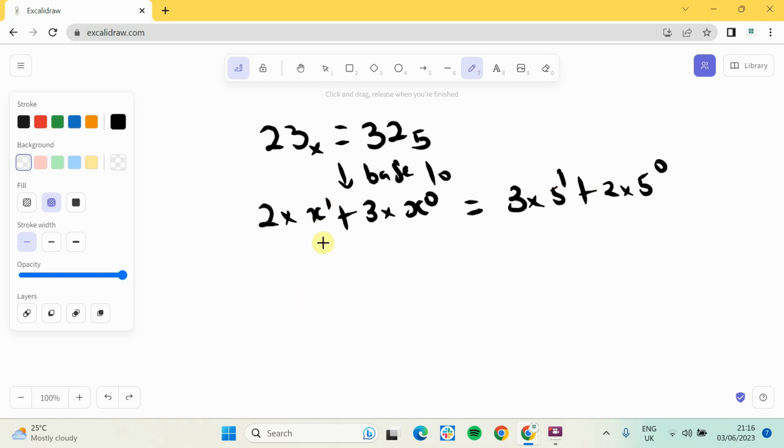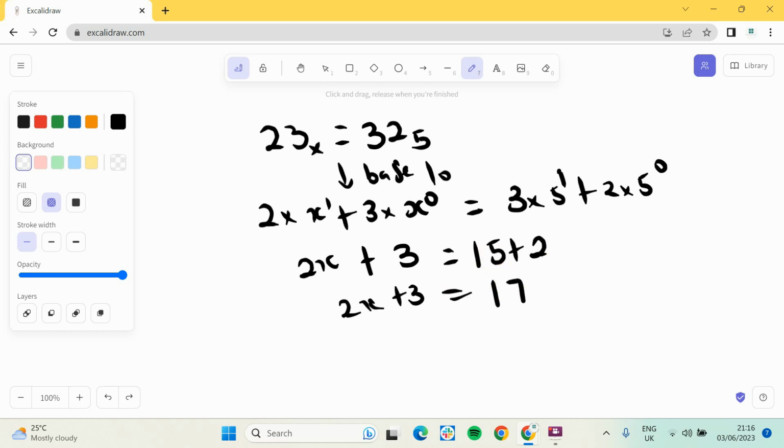So 2 times x to the power 1 is actually 2x, plus 3 times x to the power 0. Anything raised to power 0, regardless of whether it's x or y or 3 or anything, is 1. So 3 times 1 is 3. And 3 times 5 to the power 1, which is 5, will be 15, plus 2 times 5 to the power 0, which is 1, so 2 times 1. So 2x plus 3 is equal to 17.